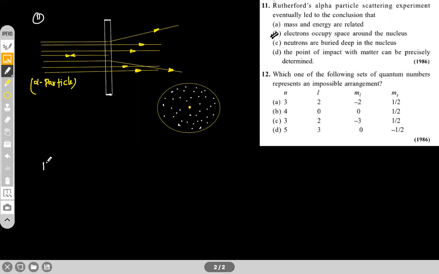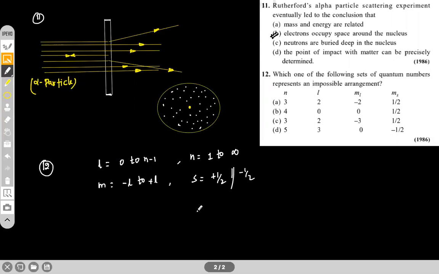Now, question number 12. Which one of the following sets of quantum numbers represents an impossible arrangement? We know the values. n is the principal quantum number. l can be anything from 0 to n minus 1. n can be anything from 1 to infinity; only 0 is not possible for n. m value lies in this range, minus l to plus l. And ms is either plus half or minus half. That is what we know.